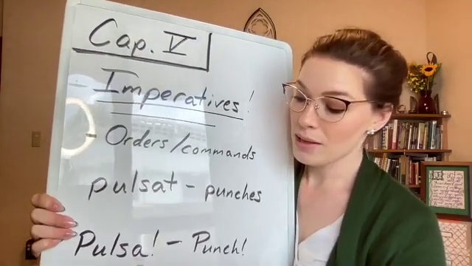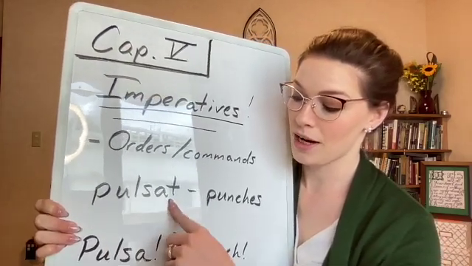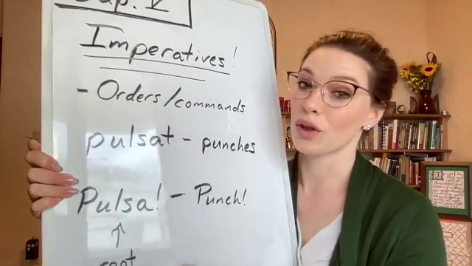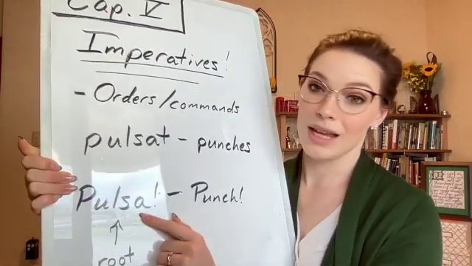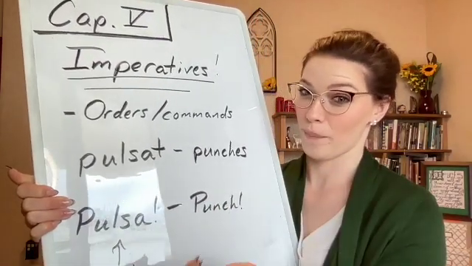Now, this part where it doesn't have the T, where it's just pulsa instead of pulsat, is called the root. So in Latin, if it's asking you for the root of something, it means that it wants the verb in the imperative form or the command form.